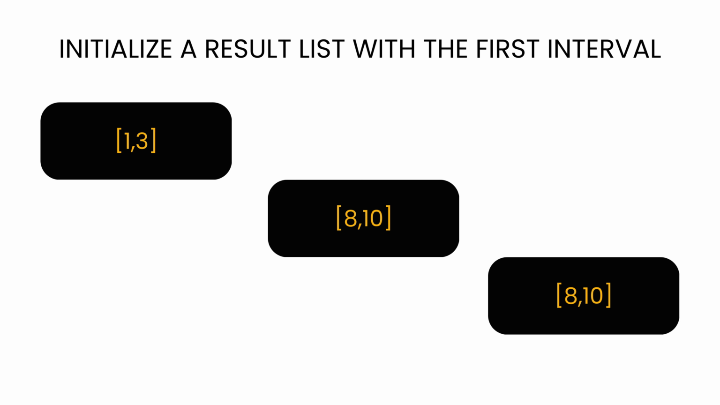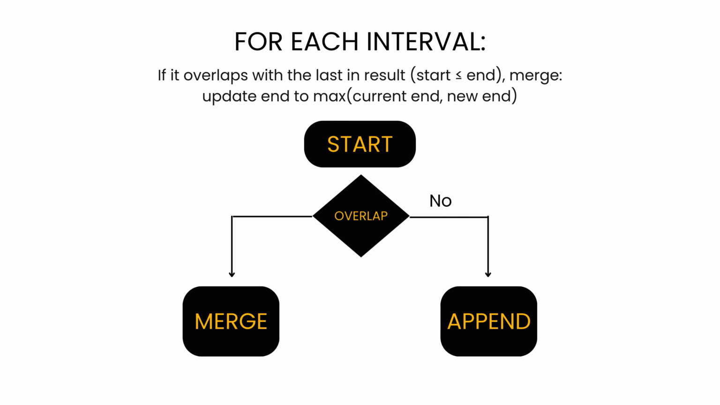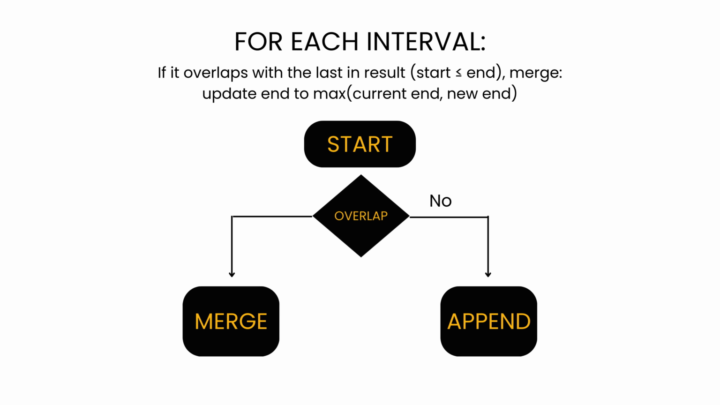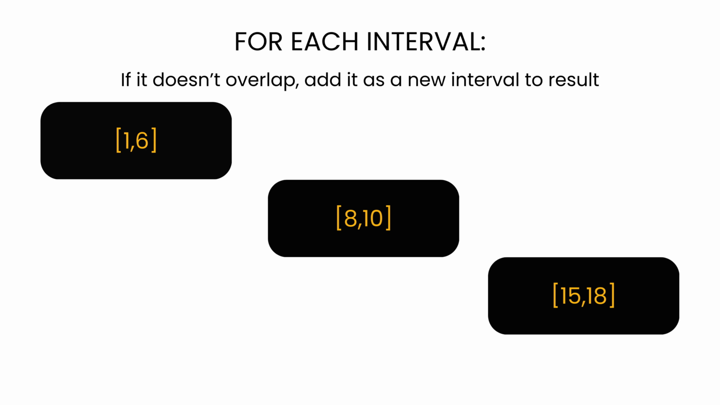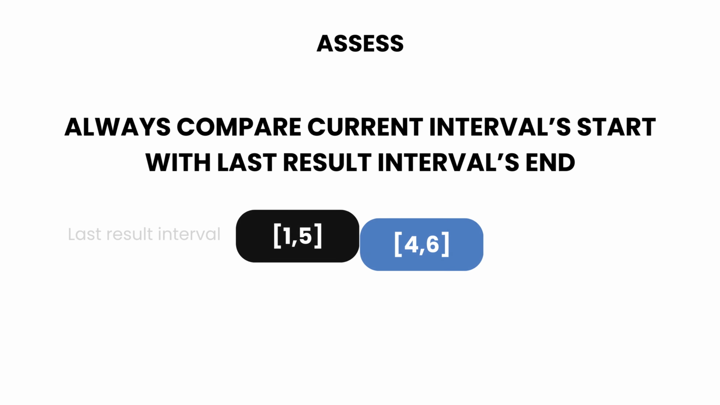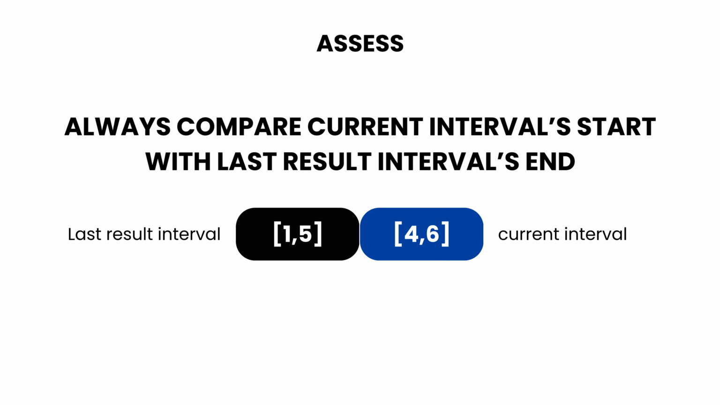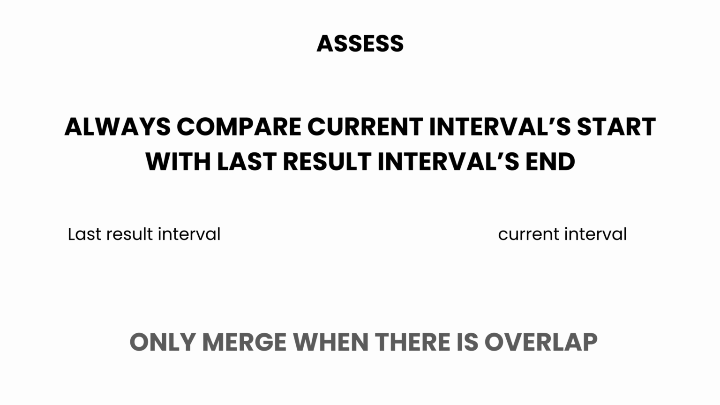Initialize a result list with the first interval. For each interval, if it overlaps with the last in result, start less than or equal to end, merge, and update end to max of current end and new end. If it doesn't overlap, add it as a new interval to result. Let's clarify. Always compare the current interval's start with the last result interval's end. Only merge when there is overlap.